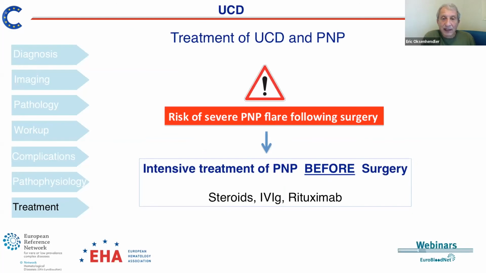As I previously said, there is something to know about treatment of UCD and PNP because there is a risk of severe PNP flare following surgery. This is also the case after radiotherapy. And so to prevent this flare, we have to propose an intensive treatment of PNP just before surgery. And this treatment usually involves steroids, IV immunoglobulin, and/or rituximab.